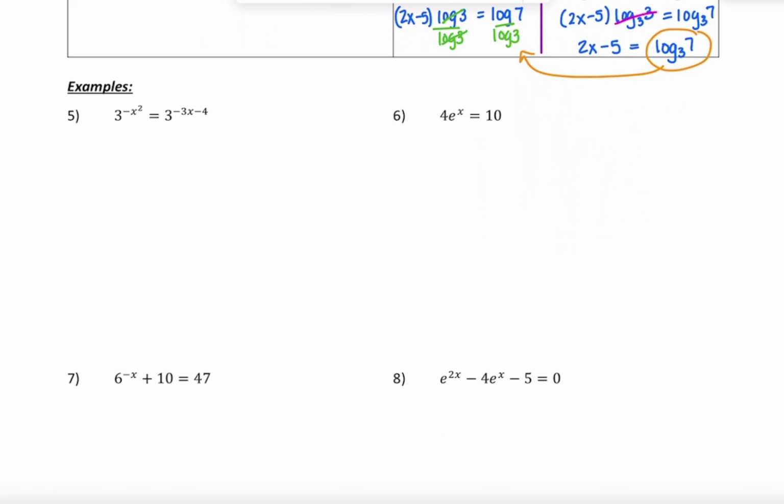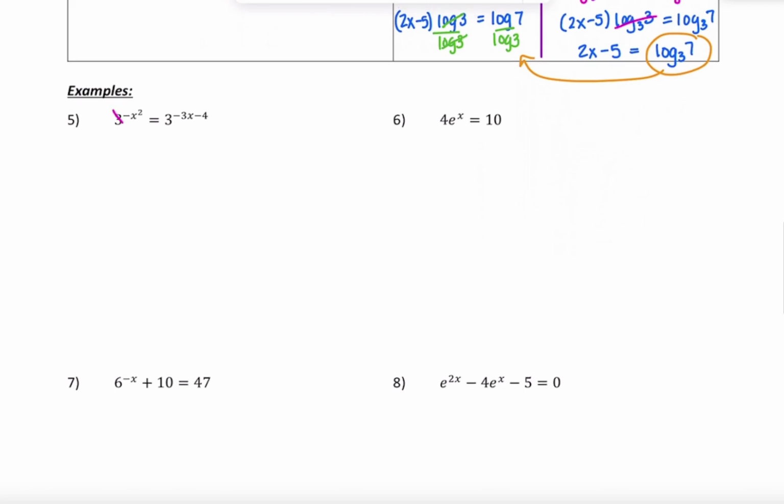All right, so number 5, my exponential equation, the bases already match. Awesome. So I have negative x squared equals negative 3x minus 4. They have to be equal. And I have a quadratic, so let's set it equal to 0. X squared minus 3x minus 4. When you set it equal to 0, we always try to keep the leading coefficient positive. That would make it a little bit easier to factor.